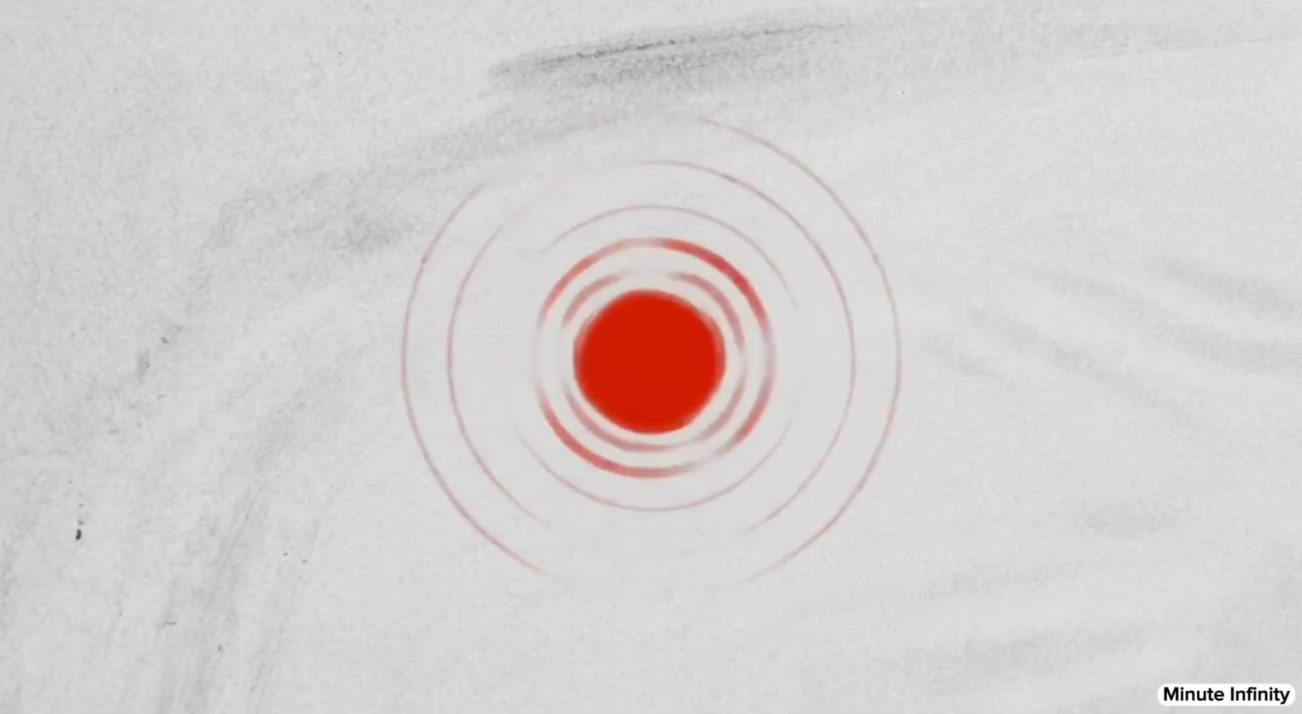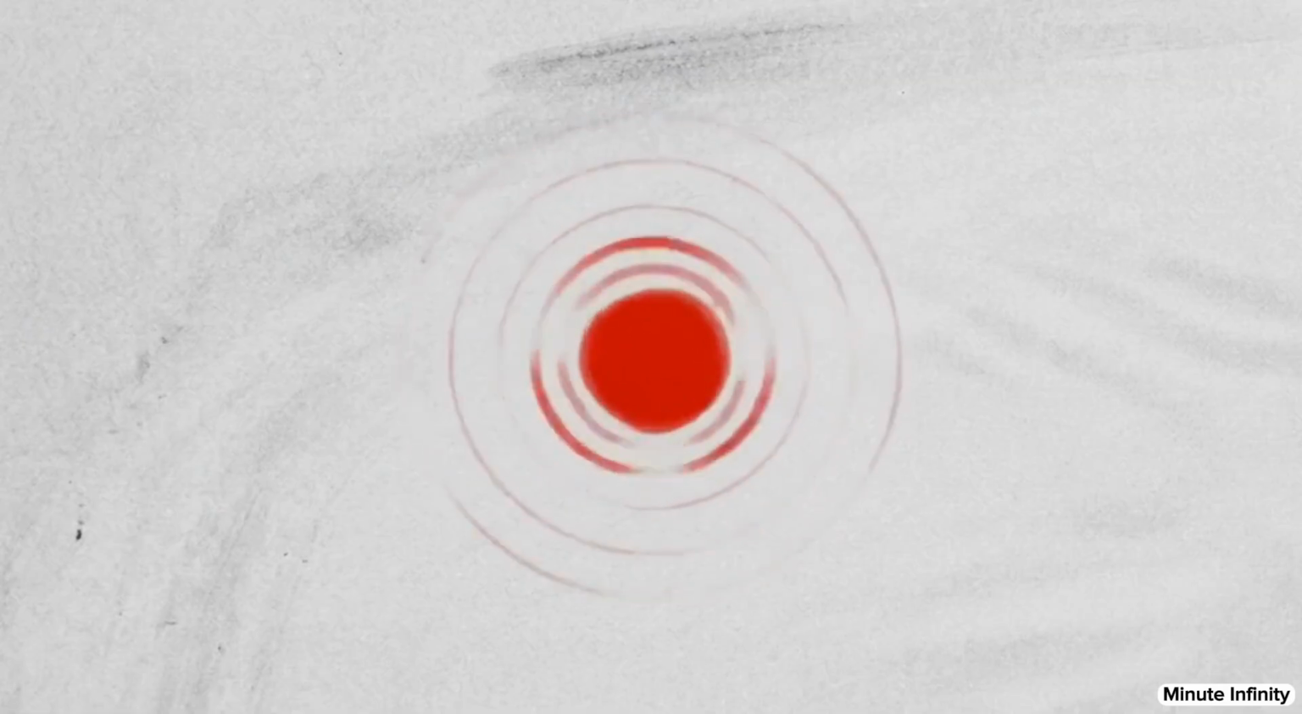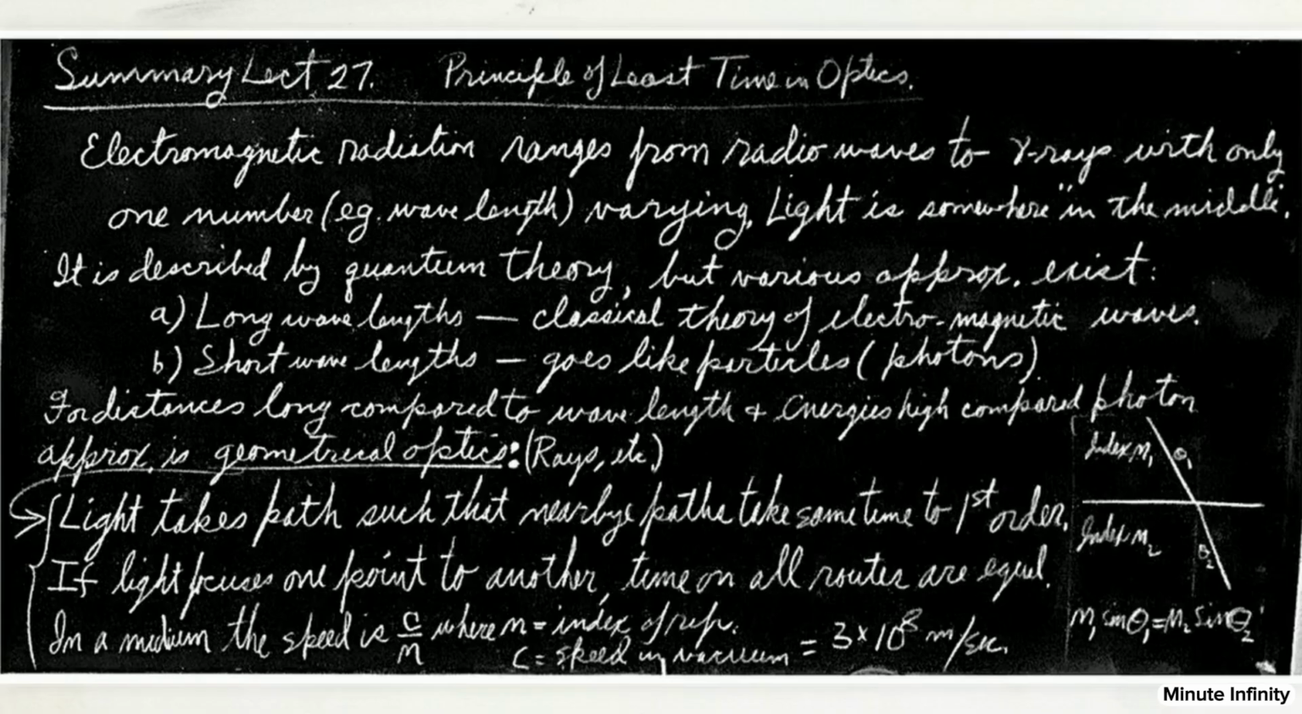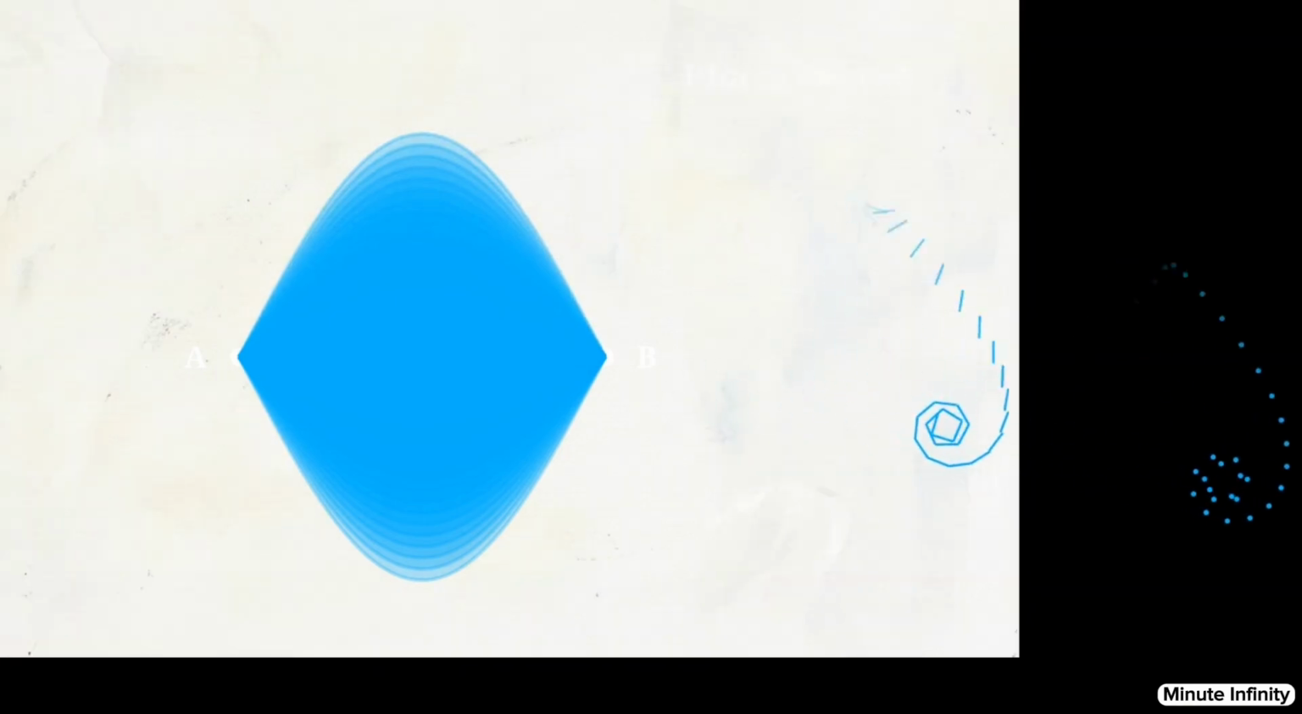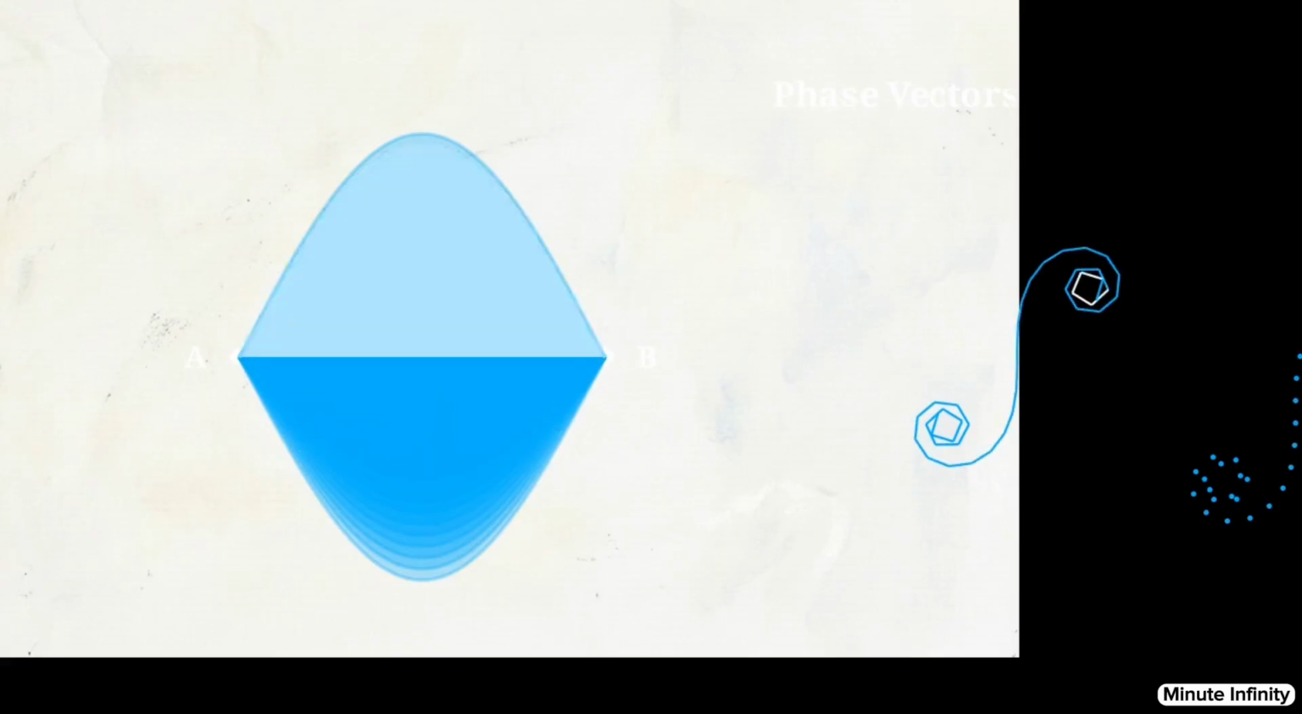All of this raises a seemingly paradoxical question. How does a photon know which path is the fastest before it even begins its journey? This blackboard details the quantum electrodynamics explanation for macroscopic optics, relying on wave theory and probability. At a quantum level, a photon explores all possible paths between 2 points simultaneously. Each potential route is represented by a small rotating phase vector, an arrow indicating its timing.